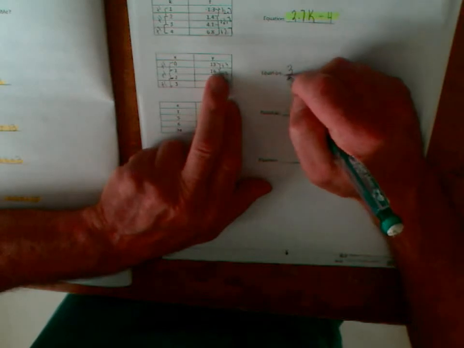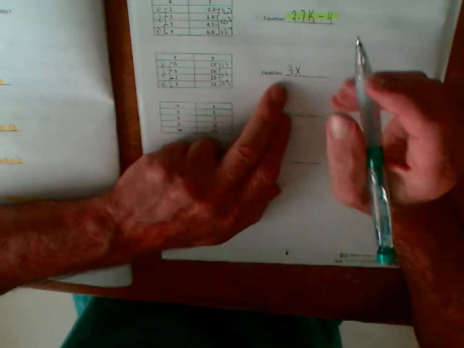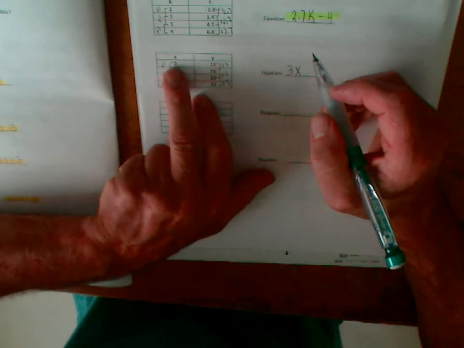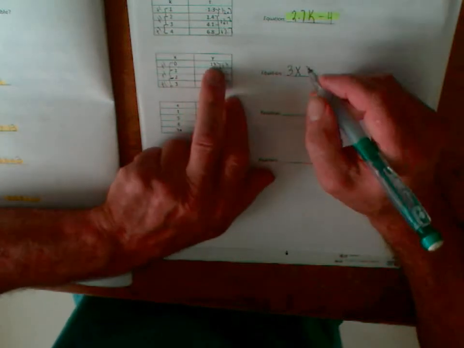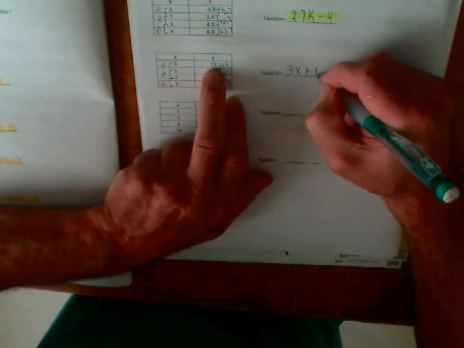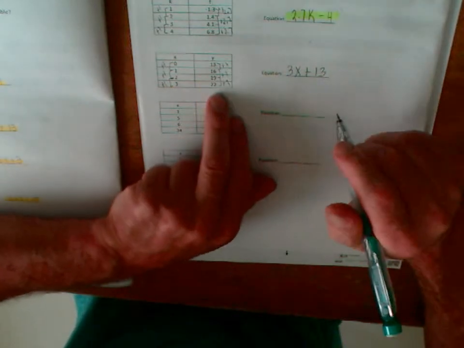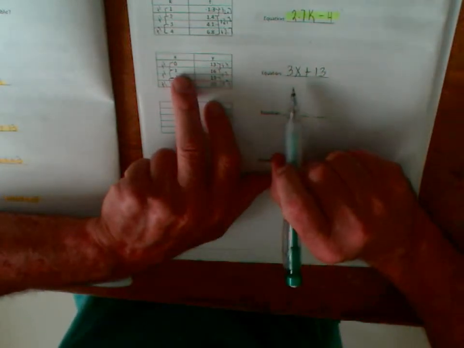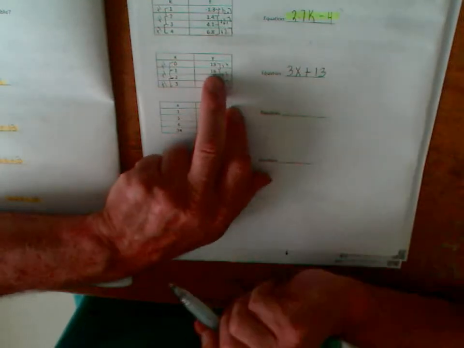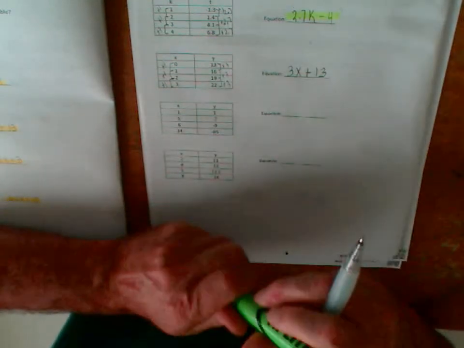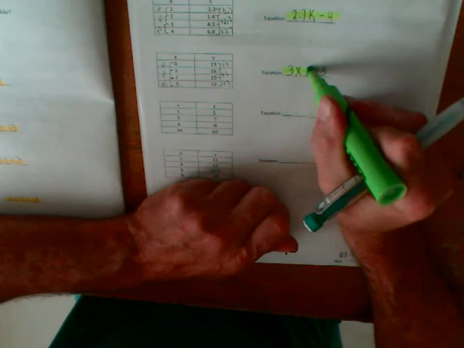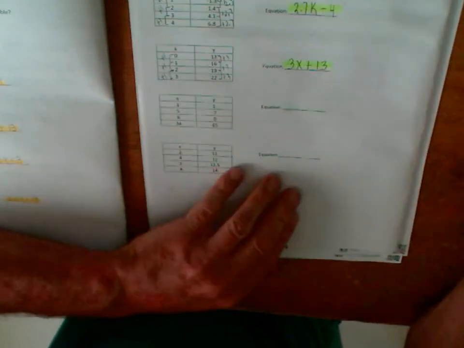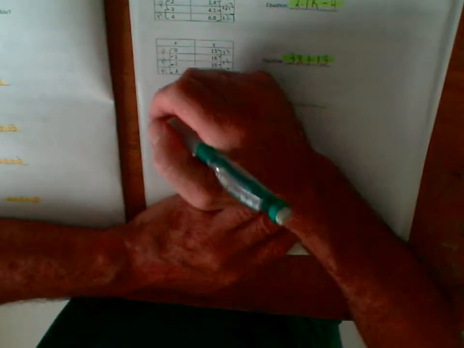So what do we have? We said 3x. So this will be an easy one. 3 times 0 is 0, and I need to add 13 to get 13. So it's real easy when it's like that. Check the next one. 3 times 1 is 3, plus 13 is 16. So that's correct. And that's the relation.